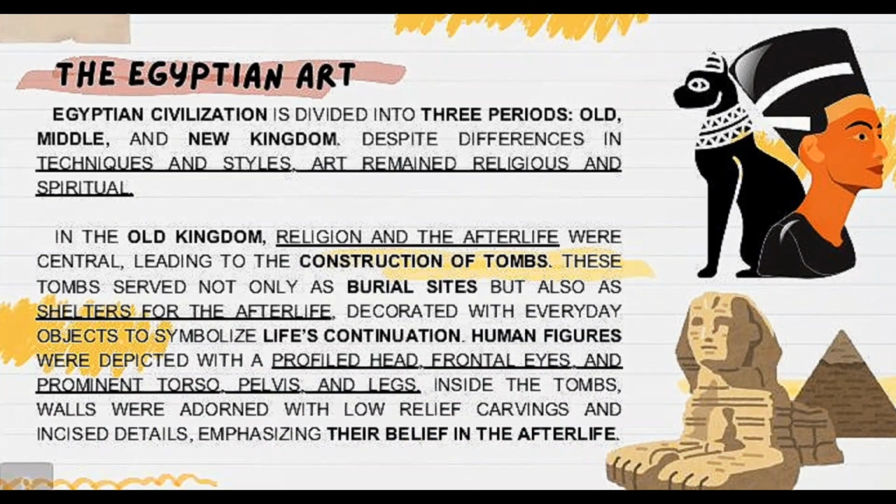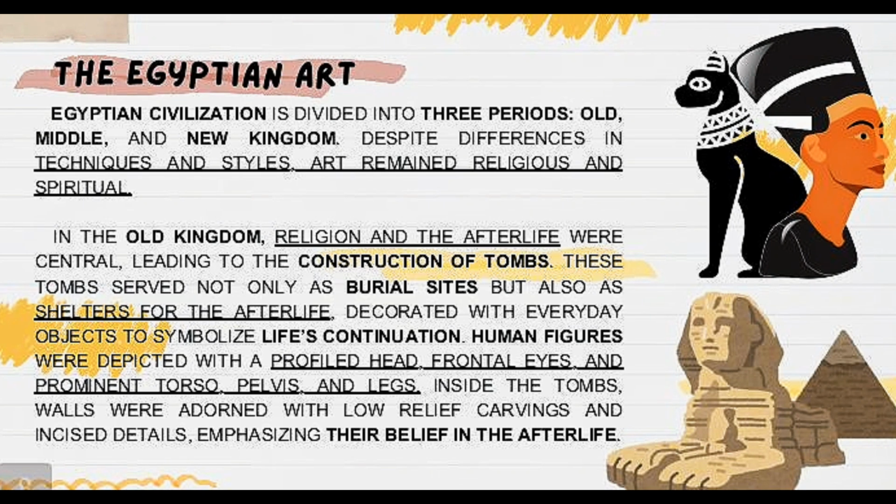Egyptian art. Egyptian art was deeply connected to religion and the afterlife. It developed during the three main periods of ancient Egypt: the Old Kingdom, Middle Kingdom, and New Kingdom. Although styles and techniques changed over time, the purpose of art remained spiritual and symbolic.